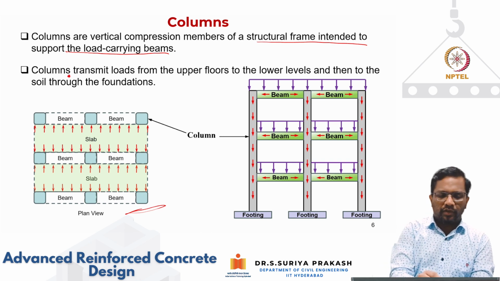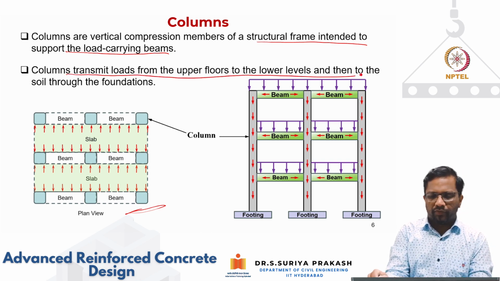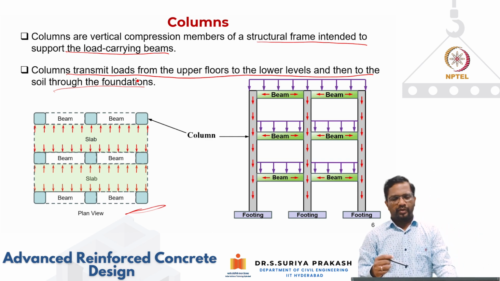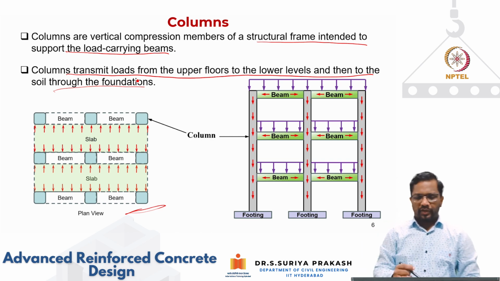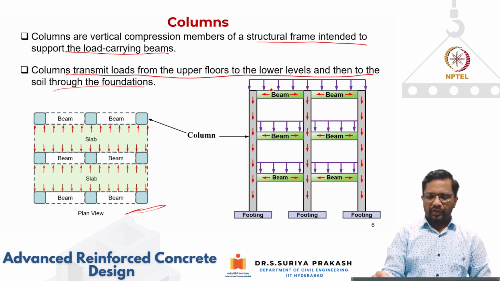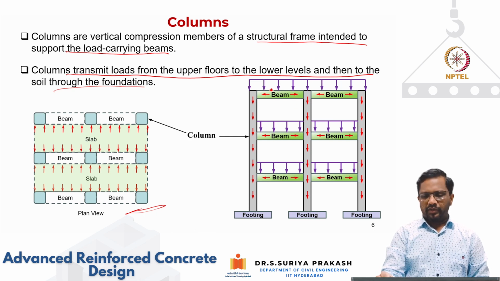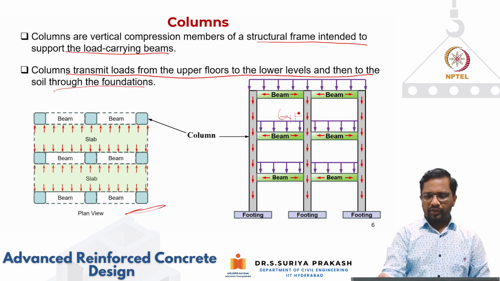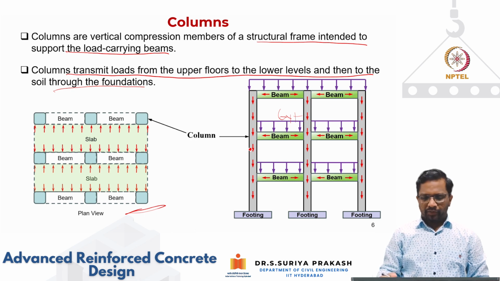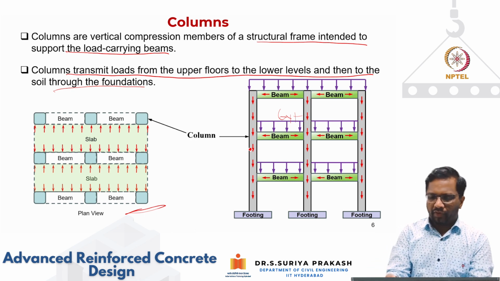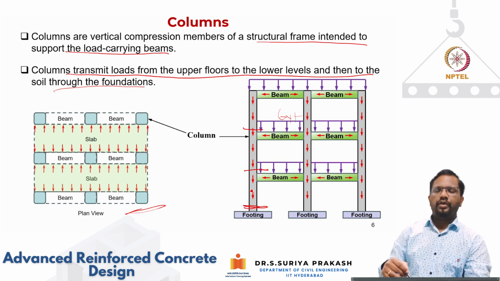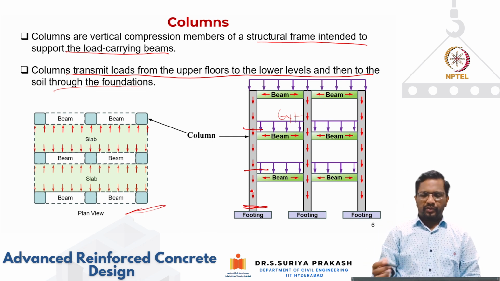Now, you can see here the columns transmit loads from upper floors to lower floors, then to soil through foundation. So we've seen this load path. Understanding the load path is very, very important. Now, let's look at this. So this is what we're looking at. If you're looking at this elevation, then you can see the load path. These are your external loads that get applied on the slab, then transferred to the beam, to the column, and so on. So depending upon which floor level you are at, whether you are here or here or here, your axial compression loads are going to change.